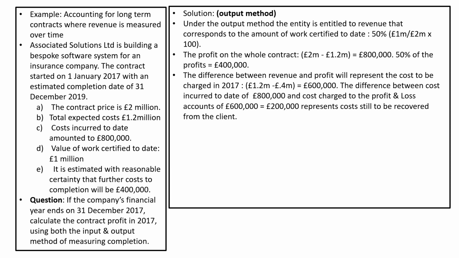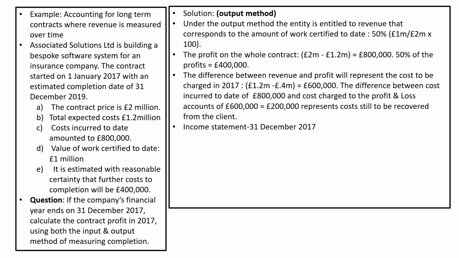Now the difference between revenue and profit will represent the cost to be charged in 2017 under the contract cost. So that gives us a figure of 600,000, which is 1 million minus 0.4 million. The difference between cost incurred to date of 800,000 and cost charged to the profit and loss account of 600,000, which gives us 200,000, represents costs still to be recovered from the client.